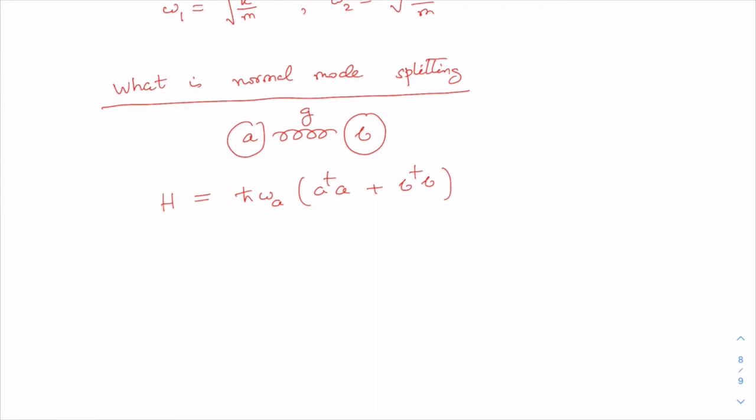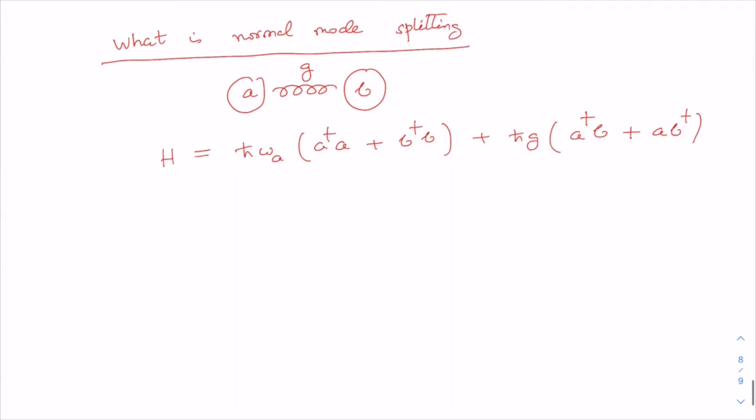These are the two harmonic oscillators, and their coupling is such that the quanta is exchanged between the two oscillators. If the quanta in A is created, that is at the cost of the quanta in B, and so on. And we have this process. This Hamiltonian can be diagonalized.